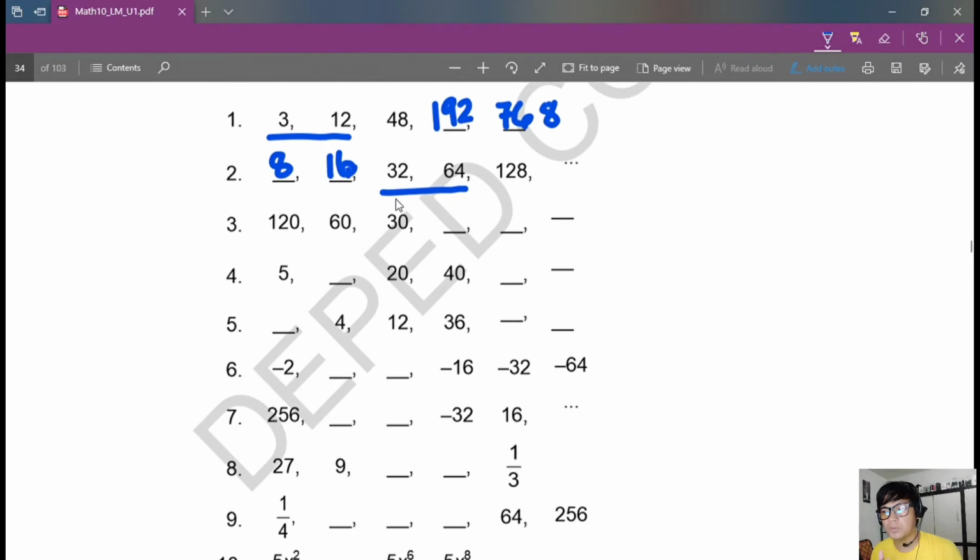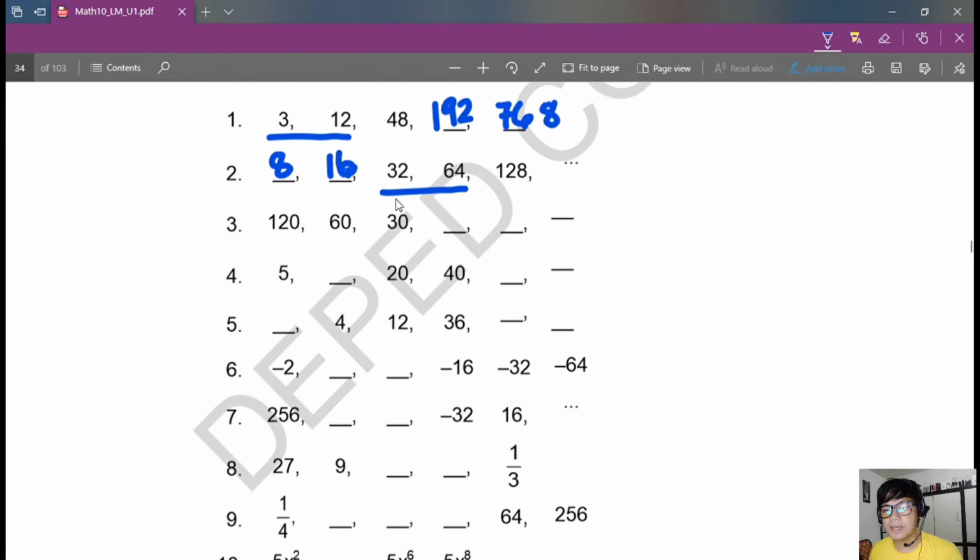Now, if we're going to the right naman, tingnan natin kung tama ang ginawa natin. So, 8 times 2 is 16. 16 times 2 is 32. 32 times 2 is 64. 64 times 2 is 128.